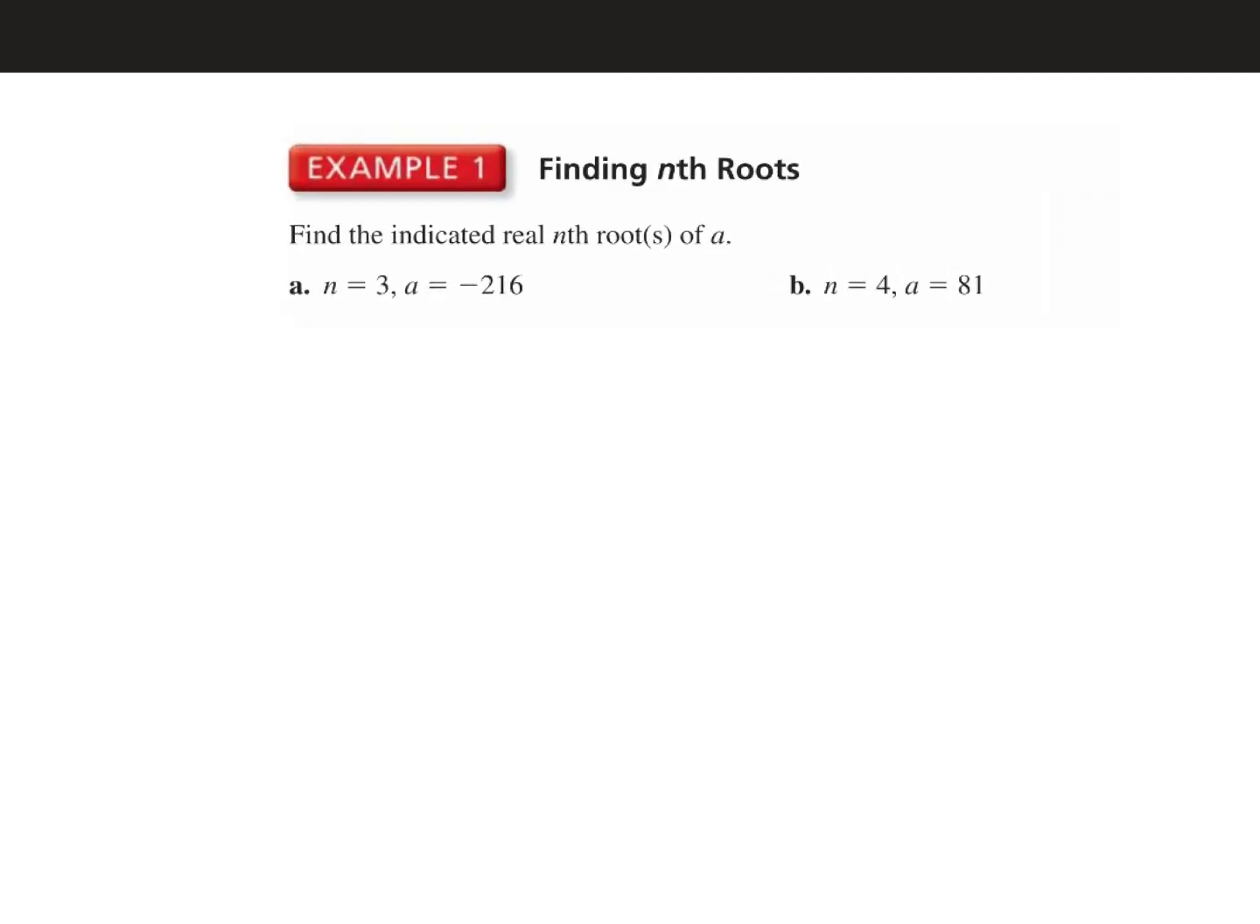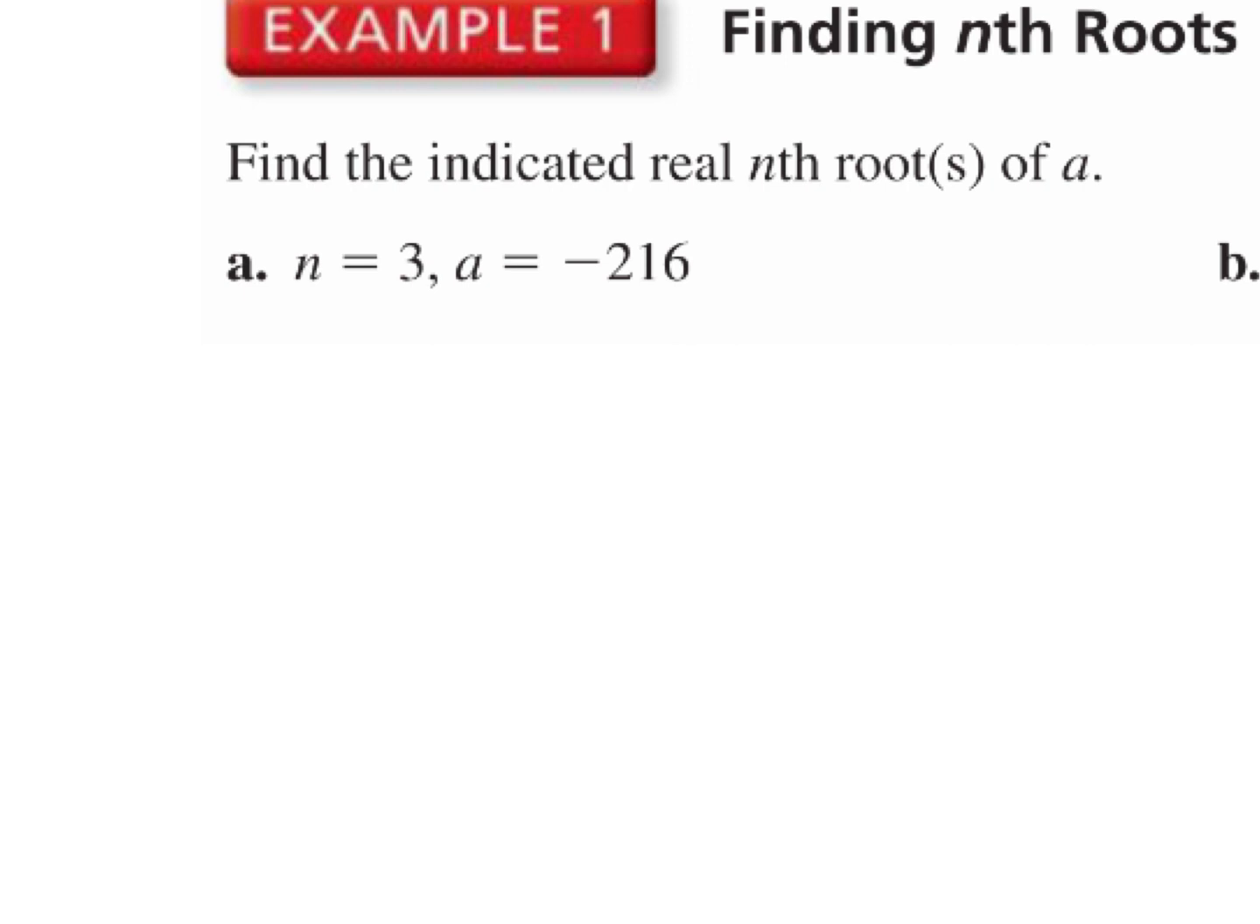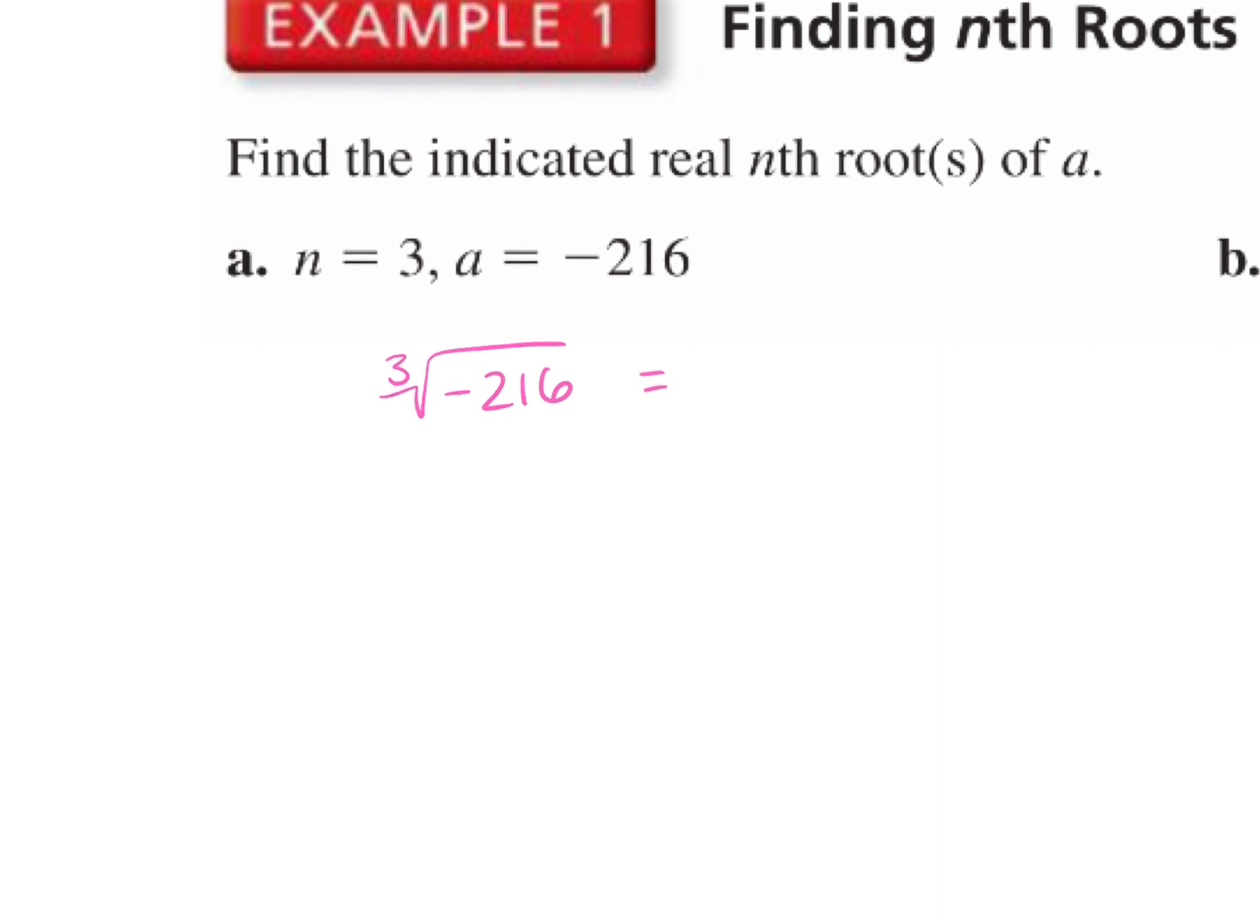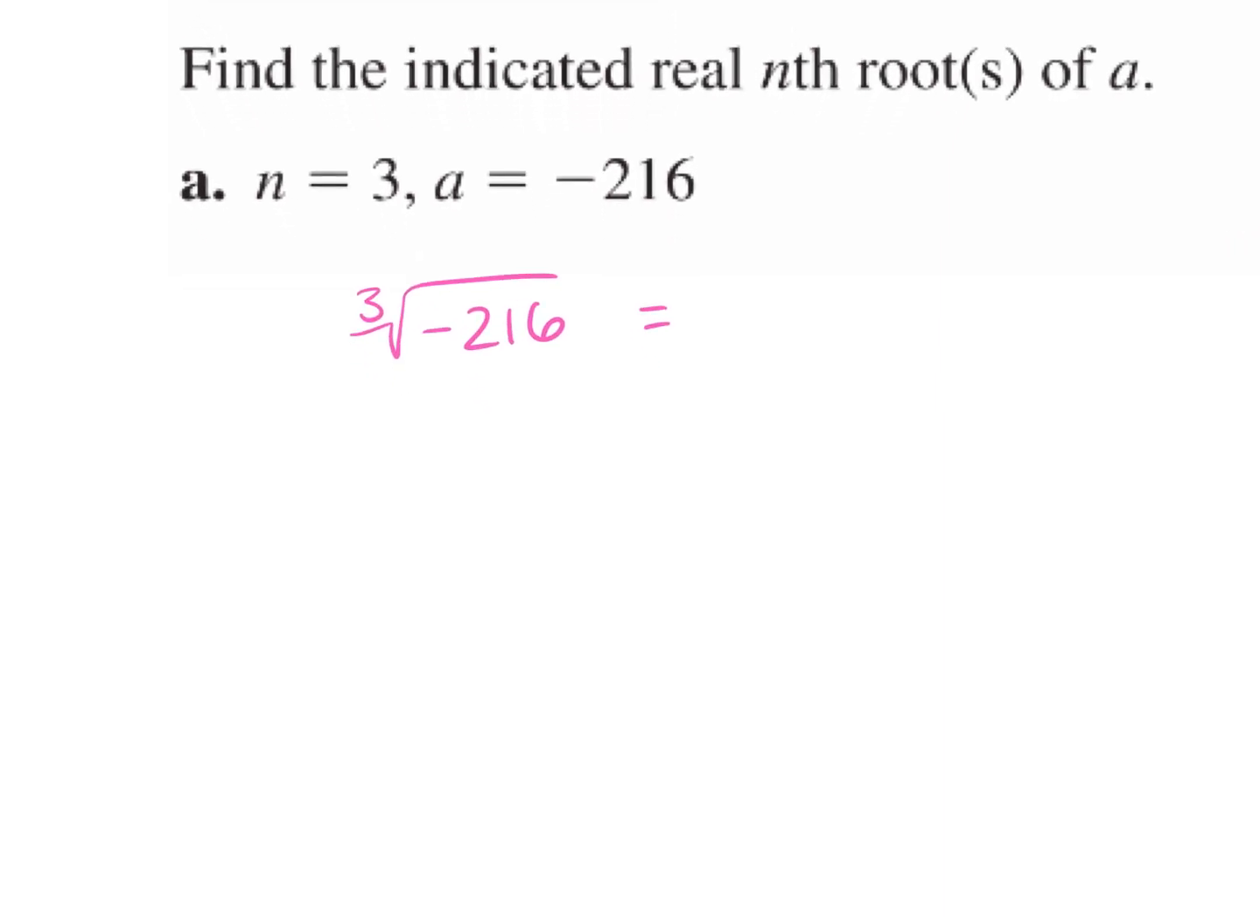All right, so let's take a look at example 1. So we have to find the indicated real nth roots of a. So the n is our index, so we're taking the third root of negative 216. Can I take the third root of a negative number? Yeah, it's odd. I already have the answer just from looking at that. So because it's an odd root, we can take the cubed root of a negative number. It's just going to tell us that our answer is negative. So we need to figure out what the cubed root of negative 216 is.